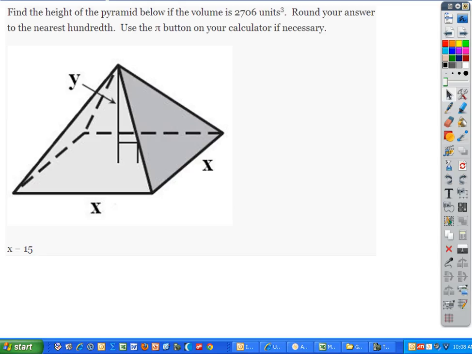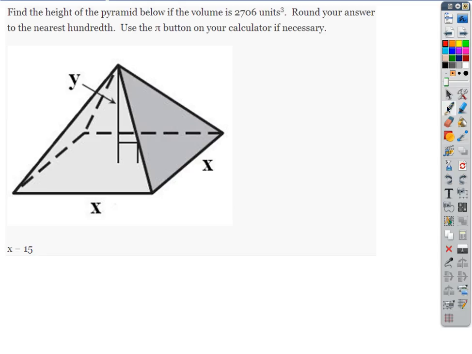So now what do we do with this? How do we always approach these problems? How do we always do these kind where we're given a quantity and asked to find a missing dimension? Where do we start? Write the formula. Absolutely. Okay, so we're going to write the volume formula for a pyramid. What is the volume of a pyramid equal to? 1/3 times base times height. Very good.